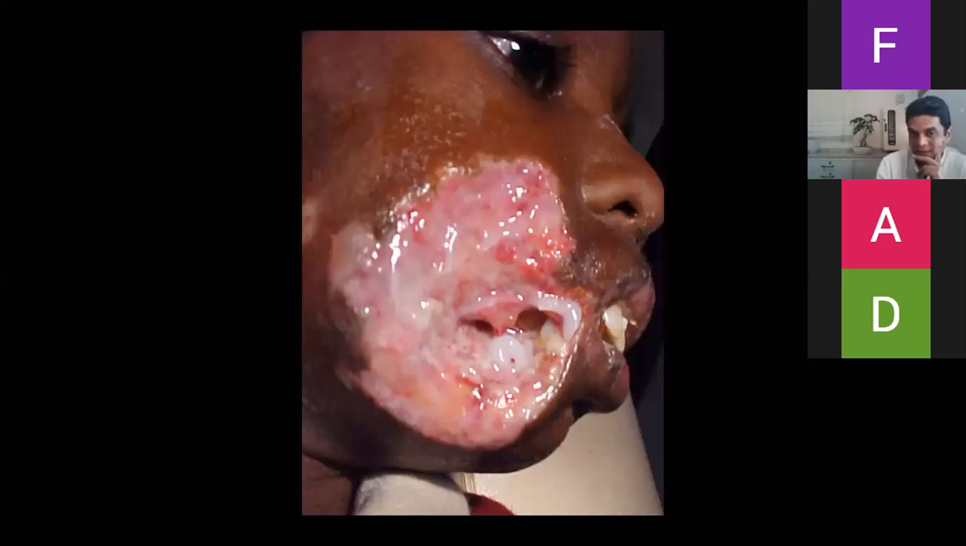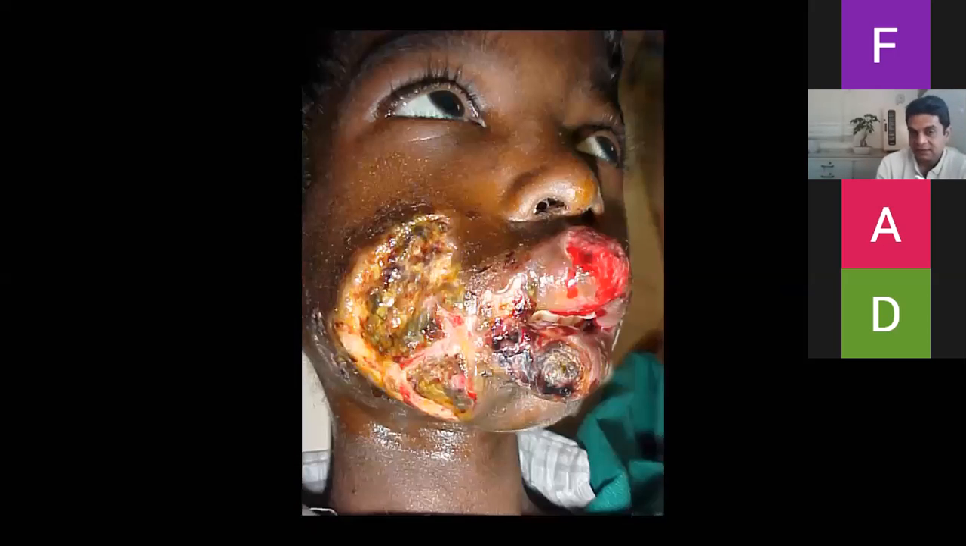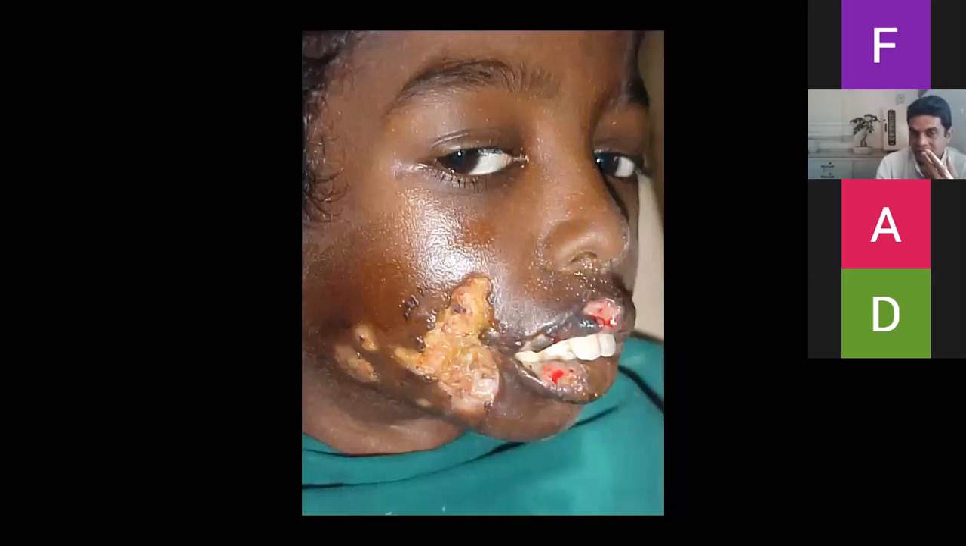Now you can see this after debridement. This is typically known as noma. It is common in underdeveloped countries, and it is very, very devastating for the patient. Reconstruction is very difficult for these patients. So this is a socio-economic problem, and we have to deal with these patients very carefully.